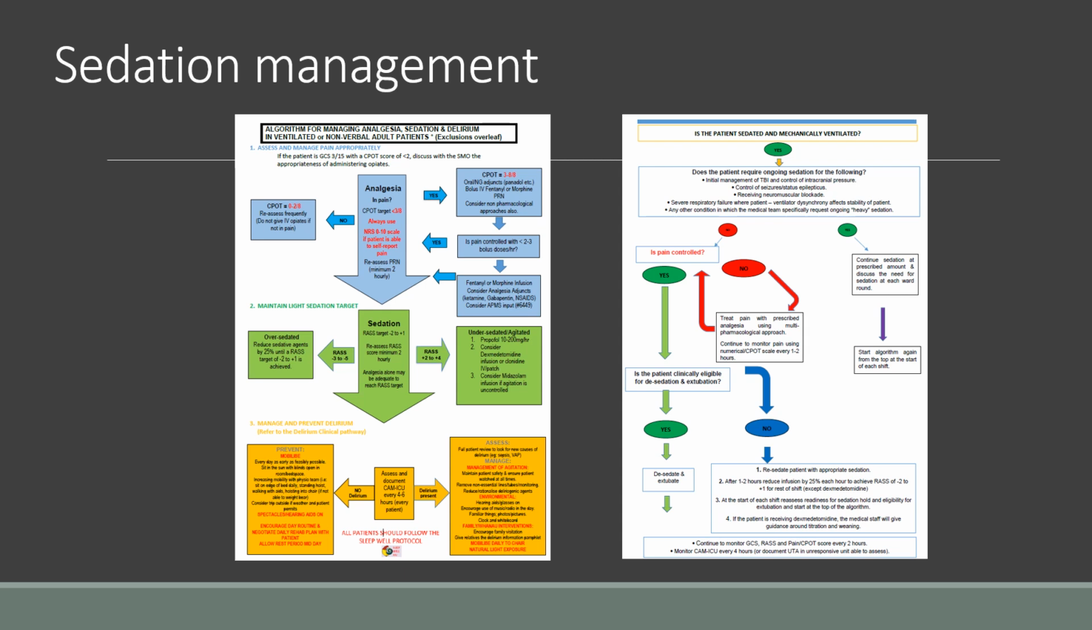Like I say, they're probably 5% of our patient load. 95% of our patients can be managed with a light sedation strategy. And these are the tools at your bedside that you will use to do that.